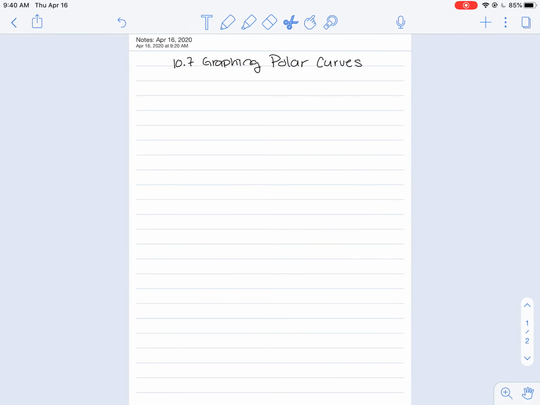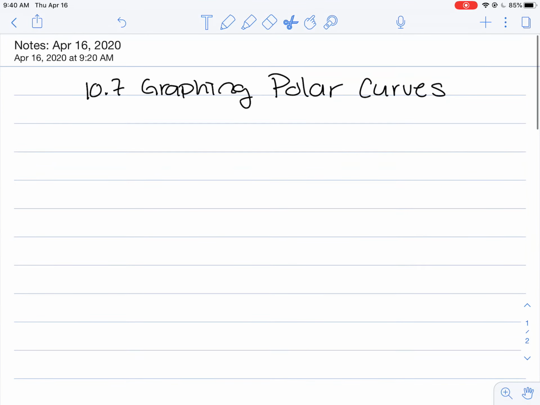Hi guys. All right. So the next topic we're going to cover is graphing polar curves. Last time we learned how to plot points and how to convert between rectangular and polar. Now we're going to graph polar curves. You can think of these as polar functions. So let's start with circles.